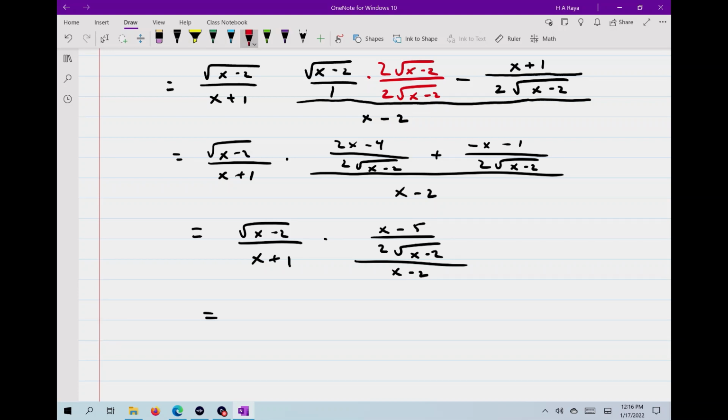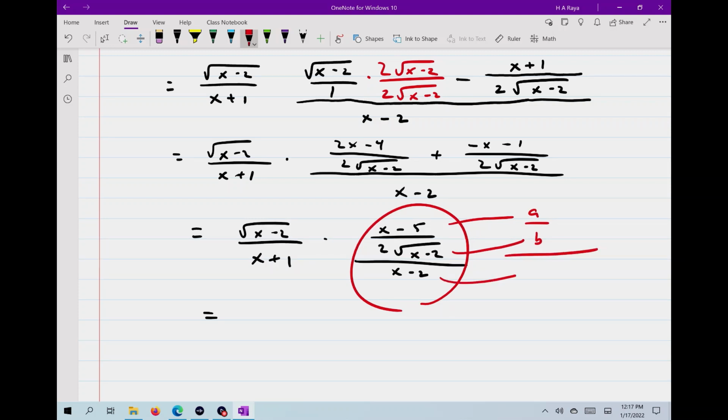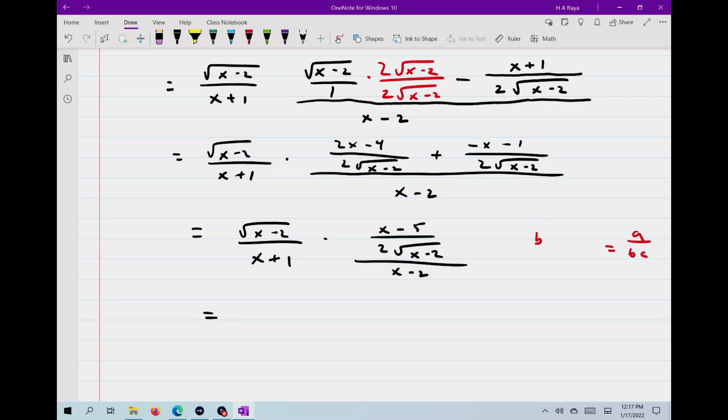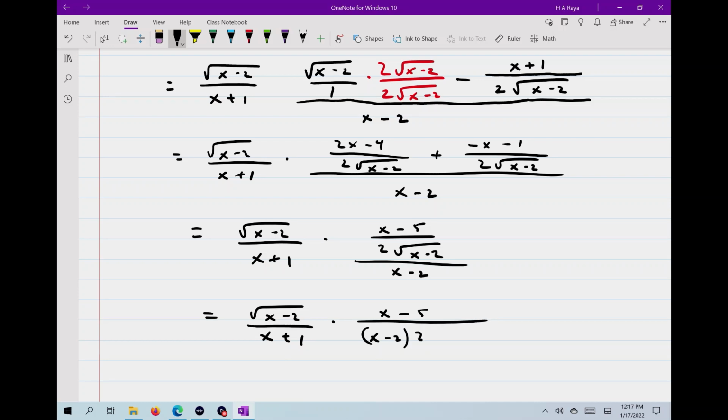First of all, this term here is something that looks like a divided by b, all divided by c. And a nice property of arithmetic says that this is equal to a over b times c. So I'll be able to take that term and write it as x minus 5 divided by x minus 2 times 2 radical x minus 2.